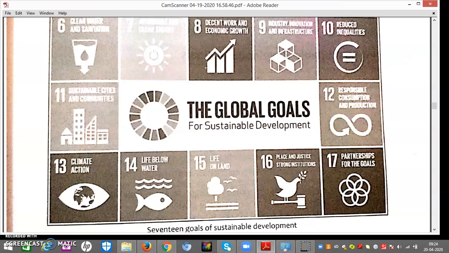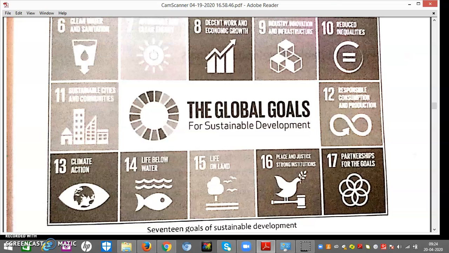14th is life below water, meaning the aquatic animals which are living below water, like fishes. What chemical industries are doing these days is just pouring their chemicals into the rivers, into the oceans, into the ponds, due to which aquatic life is at the zero position.